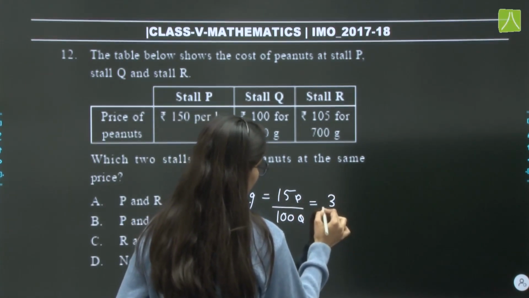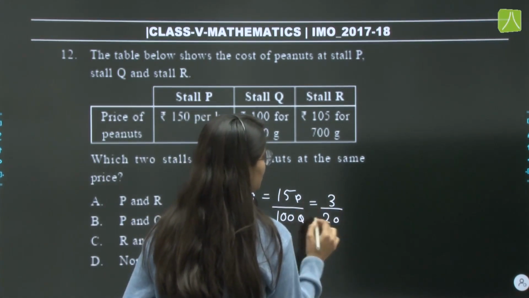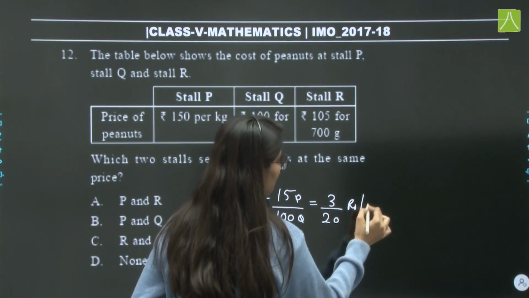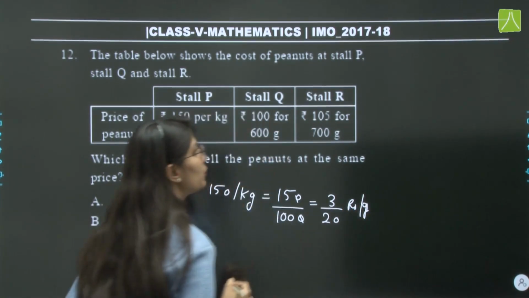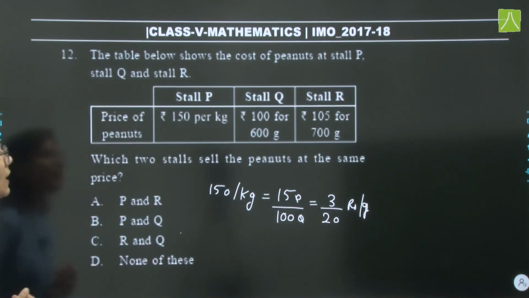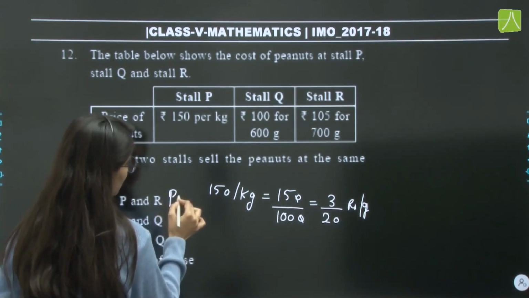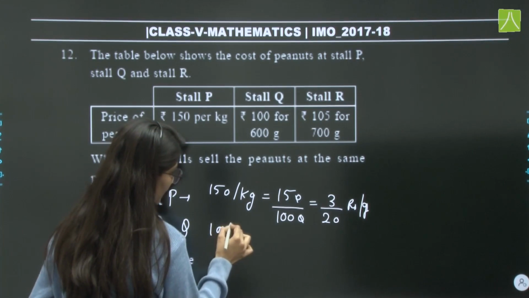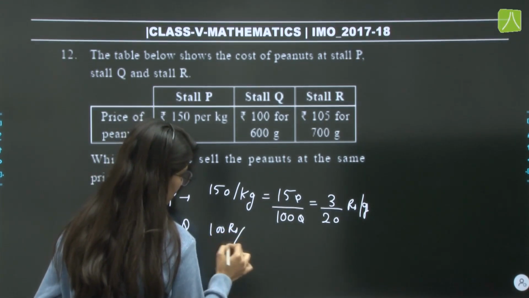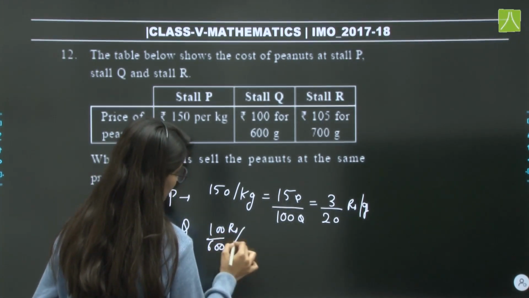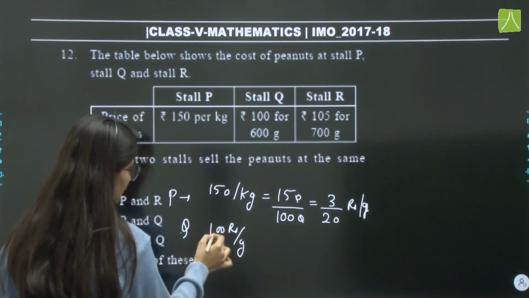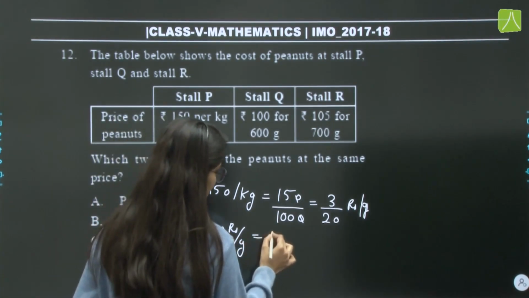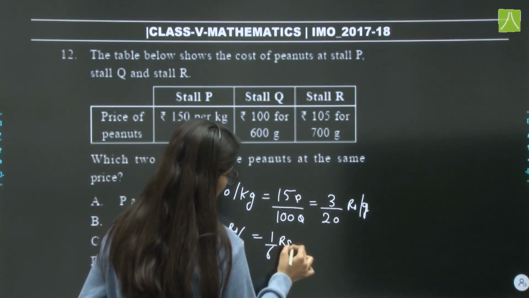It's 3 by 20 rupees per, now we have changed it into gram. So 3 by 20 rupees per gram. Now for stall Q, it's 100 rupees for 600 grams. Now just solve it. You can cut these two zeros. Now this is 1 by 6 rupees per gram.